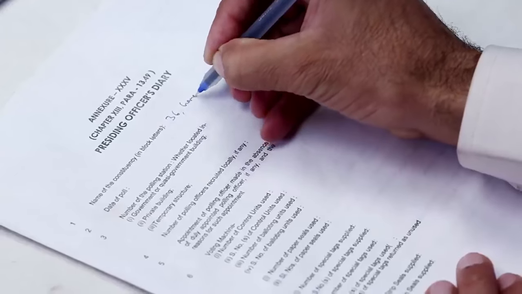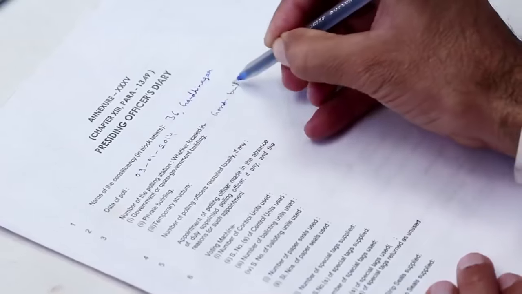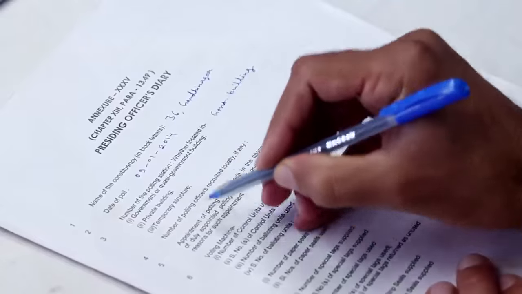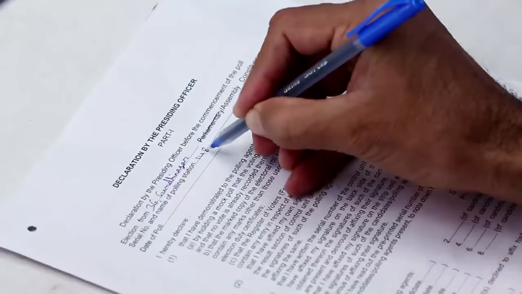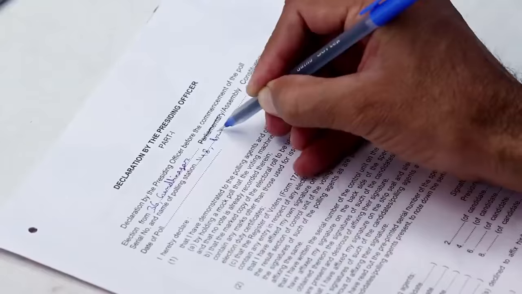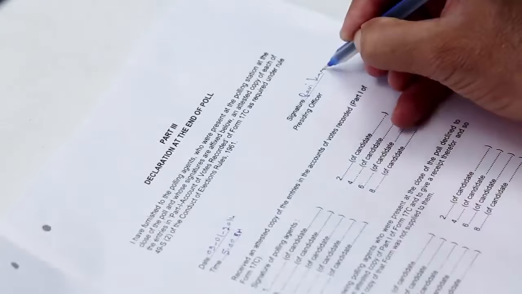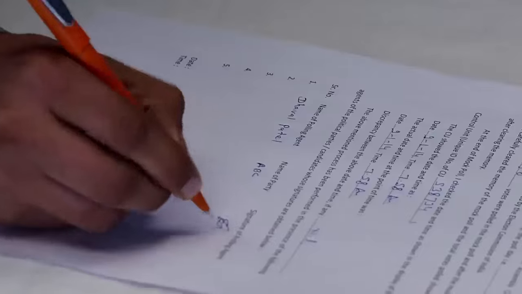Polling should start in appointed hour. If not, Ravi needs to note down the reasons for delay in his presiding officer's diary. There are 3 declarations to be made by the PRO: before the poll, during the introduction of a new voting machine, and at the end of the poll. Ravi Kumar is now reading the first declaration aloud to all present and taking their signatures.